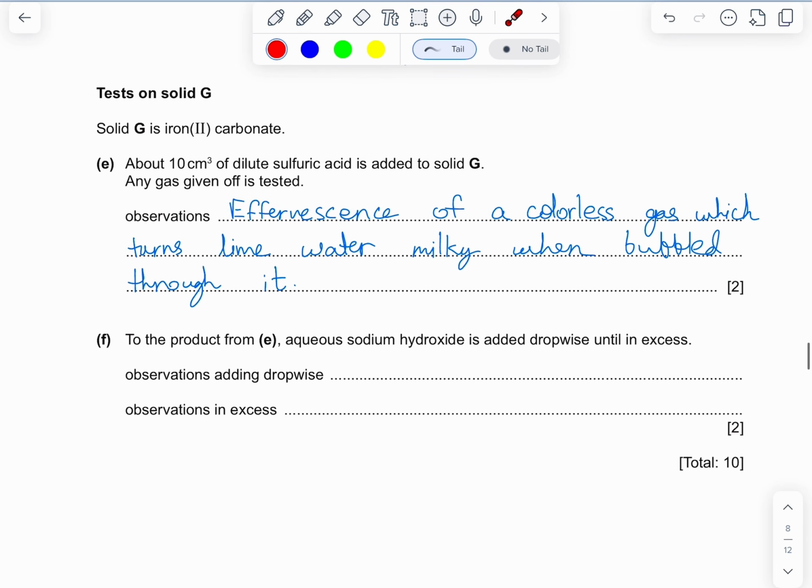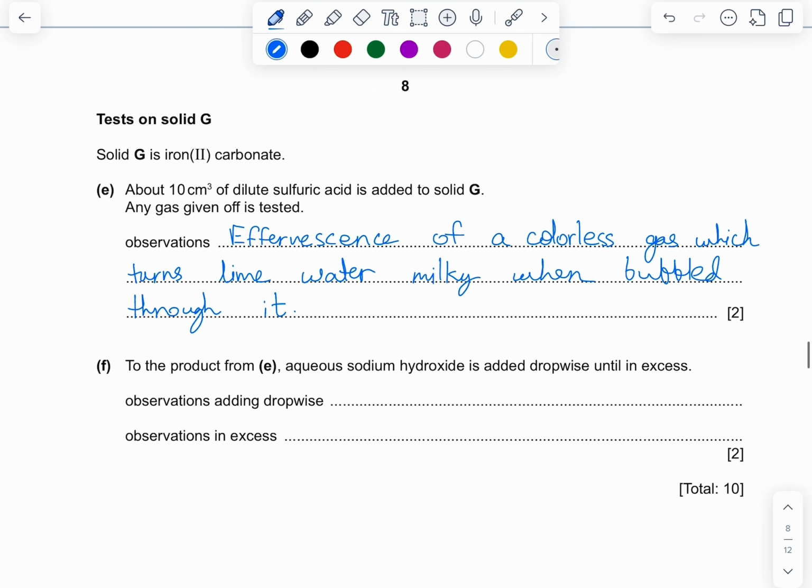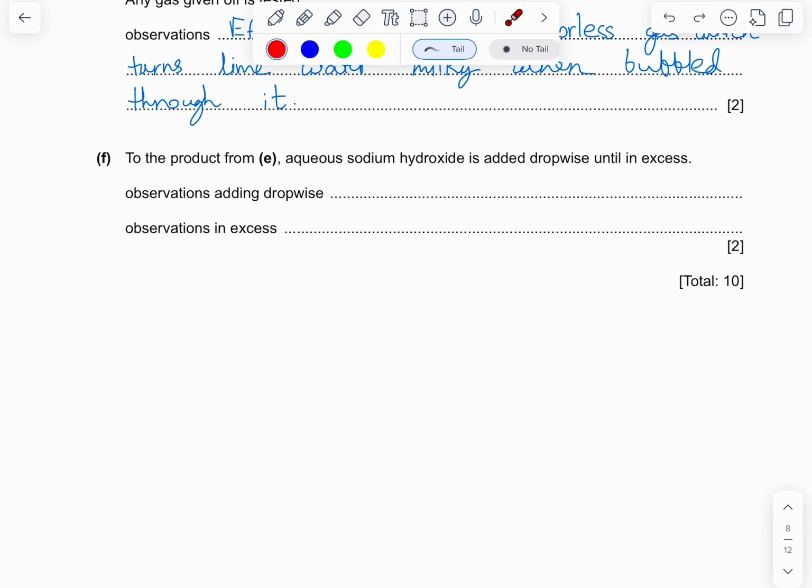Next question, to the product from E, when sulfuric acid was added, aqueous sodium hydroxide is added drop by drop until in excess. So when iron(II) carbonate reacts with sulfuric acid, H2SO4, it produces iron sulfate, FeSO4, carbon dioxide, and water. FeSO4 is the Fe2+ one, because iron(II) carbonate has iron in the +2 oxidation state. What happens when sodium hydroxide is added drop by drop? A green precipitate forms. We say that iron(II) is green colored.